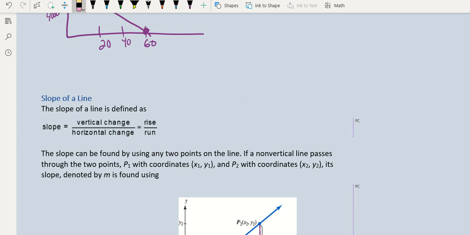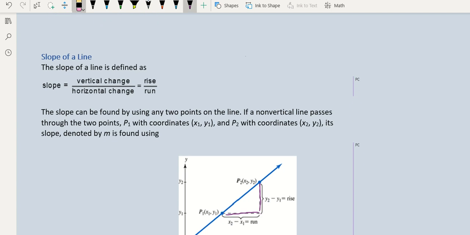All right, good people, this is part 2 of the section 1.3 video. We're going to pick up with the slope of the line.